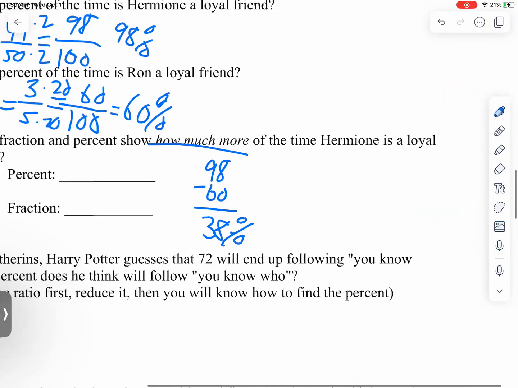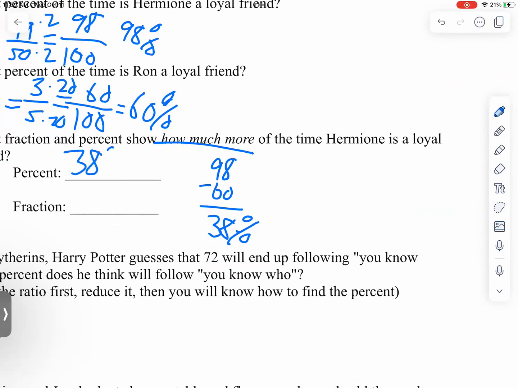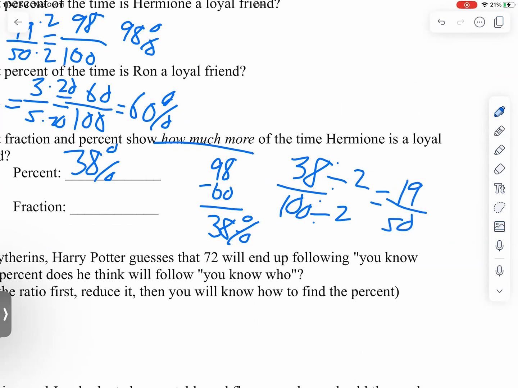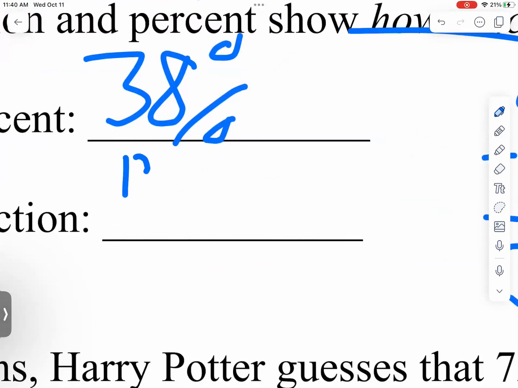So Hermione is 38% more loyal. Now, what do we do for fraction? Well, we take 38, we put it over 100, and then we see if we can simplify it. Well, those are both even, so 2 will go into both of them. That's going to be 19 out of 50. Okay.